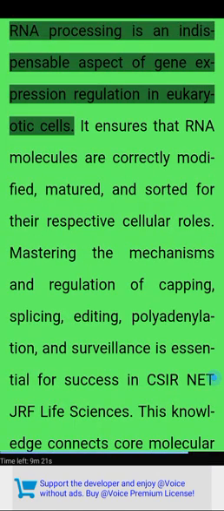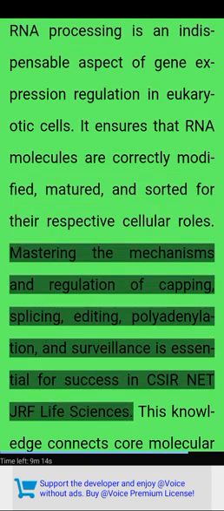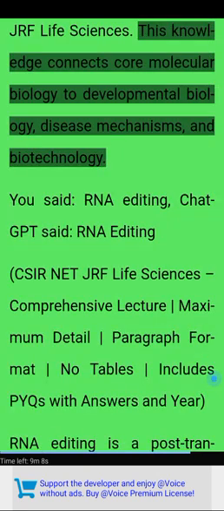Conclusion. RNA processing is an indispensable aspect of gene expression regulation in eukaryotic cells. It ensures that RNA molecules are correctly modified, matured, and sorted for their respective cellular roles. Mastering the mechanisms and regulation of capping, splicing, editing, polyadenylation, and surveillance is essential for success in CSIR NET JRF Life Sciences. This knowledge connects core molecular biology to developmental biology, disease mechanisms, and biotechnology.